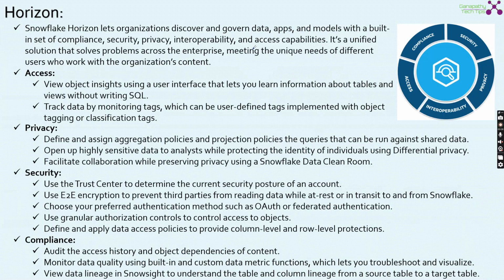Snowflake Horizon lets organizations discover and govern the data, apps, and models with a built-in set of compliance, security, privacy, interoperability, and access capabilities. So these are all the 5 different pillars. It is a unified solution that solves the problems across the enterprise, meeting the unique needs of different users who work with the organization's content. As we discuss these 5 pillars, what are all the offerings from Snowflake for each and every pillar, that is what is mentioned here.